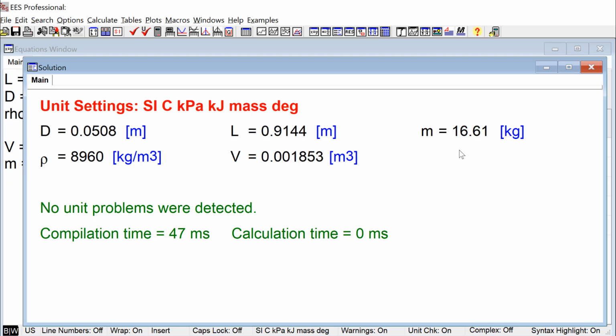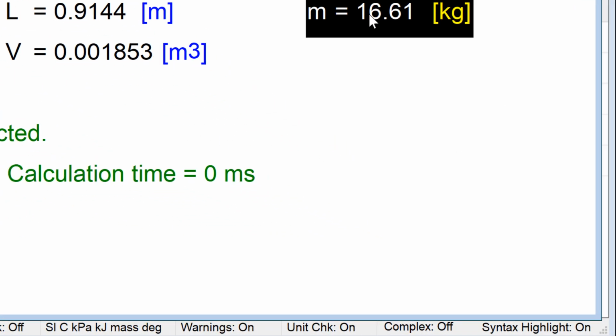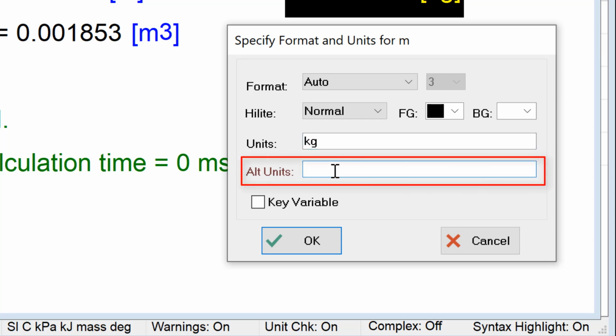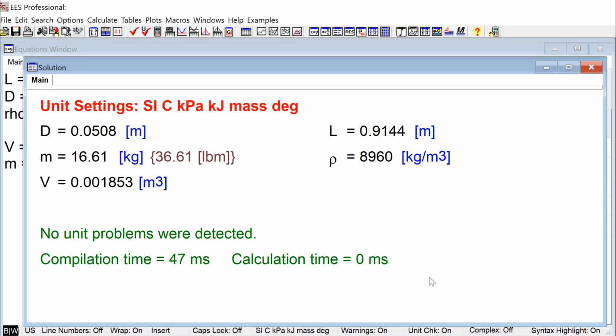Note that EES allows an alternate set of units to be specified for each variable, and this makes this process even easier. These secondary units can be specified in the solution window using the same dialog that was used to set the primary units. The value of the variable will now be shown in both the primary and the alternate unit system. In this way, it's easy to tell at a glance what the mass of the rod is in, for example, pounds mass, if that's an easier way to interpret or report this result.